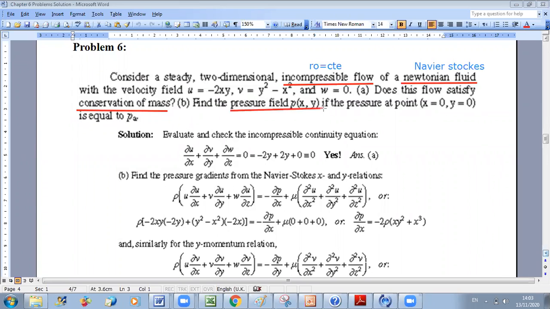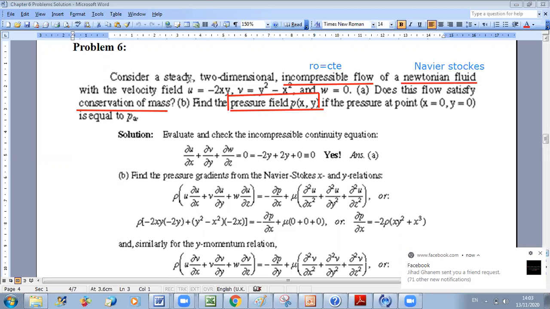So as usual, whenever they ask for pressure or for something related to forces, then you should think about linear momentum conservation, like chapter 5. But now, instead of dealing with control volumes at a macro scale, we are working at micro scale. Okay, so first the condition.